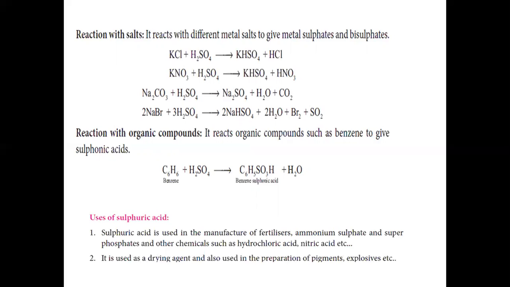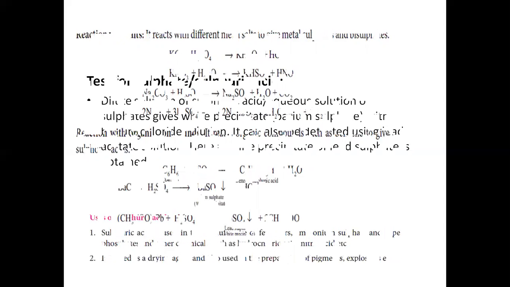Next are the uses of sulfuric acid. Sulfuric acid is used in the manufacture of fertilizers such as ammonium sulfate and superphosphate, and other chemicals such as hydrochloric acid and nitric acid. It is used as a drying agent, and also in the preparation of pigments, explosives, etc.